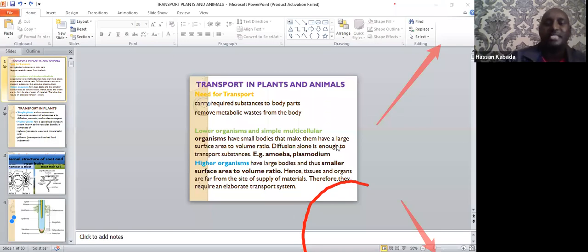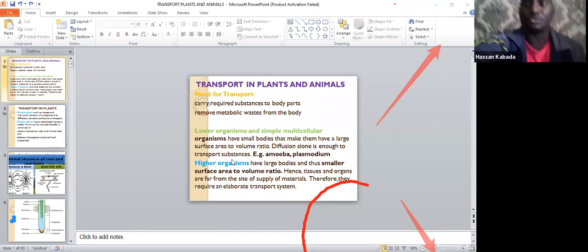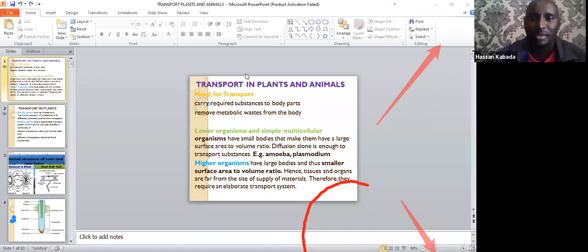Diffusion alone is enough to transport substances in these organisms. So because of this large surface area to volume ratio, simple diffusion is enough to transport materials in these organisms. They don't require complex structures or systems for transport. It is enough to transport these materials by simple diffusion. And we know diffusion as the movement of molecules from a region of higher concentration to a region of lower concentration. So that is what these organisms use as far as transport is concerned.